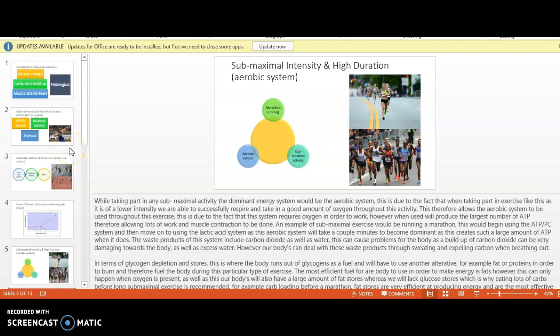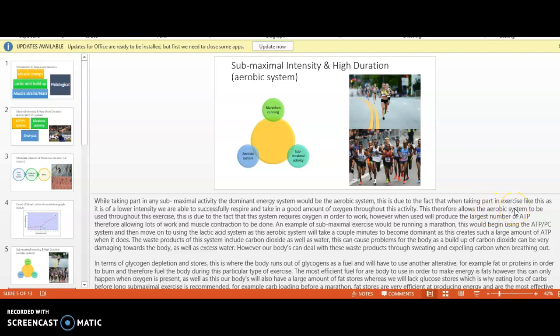Submaximal intensity and high duration (aerobic system). While taking part in any submaximal activity, the dominant energy system would be the aerobic system. This is due to the fact that when taking part in exercise like this, as it is of a lower intensity, we are able to successfully respire and take in a good amount of oxygen throughout this activity. This therefore allows the aerobic system to be used throughout this exercise.